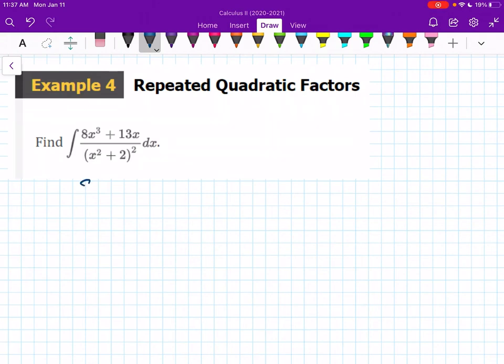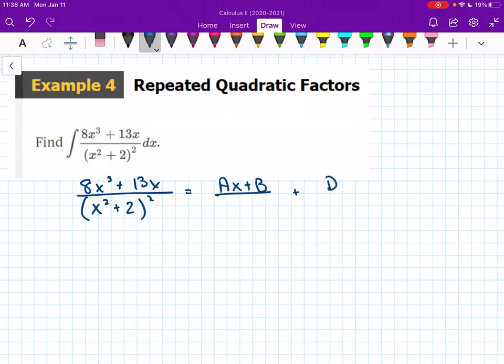So when I want to deconstruct this to figure out what my partial fractions would look like, since they're quadratic factors, I want the numerators to be linear functions, so ax plus b, and then I'm going to have another one since there's 2 of them, cx plus d, go in order.